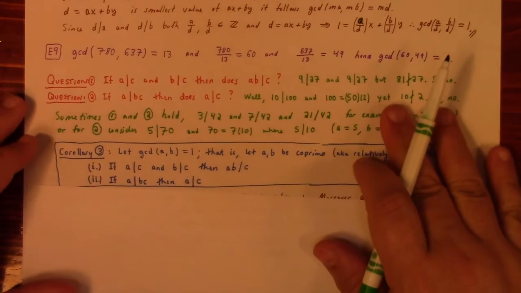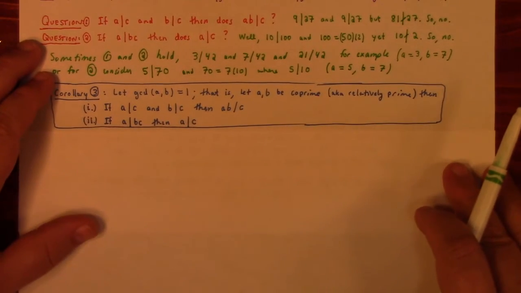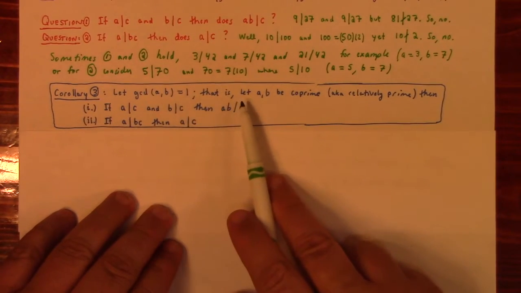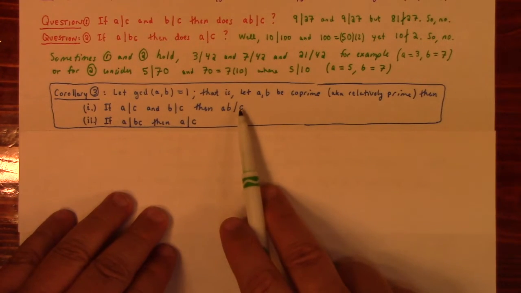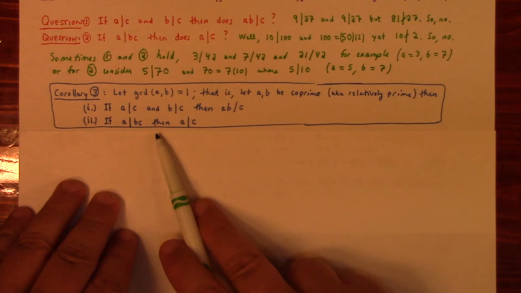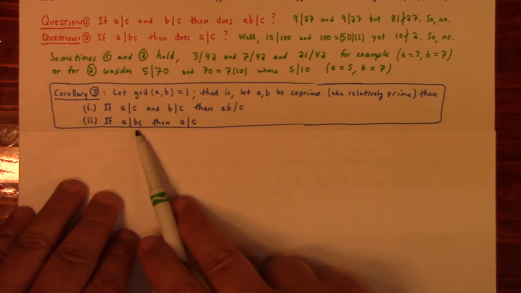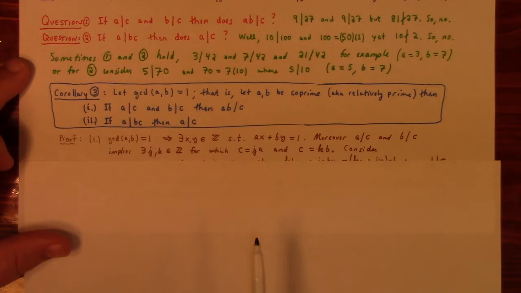So here's corollary 3. That's not a proof, obviously, right, guys? That's just some evidence. We'll prove it below. Let a and b be coprime. Then number 1, if a divides c and b divides c, ab divides c. Number 2, if a divides bc, then it must be that a divides c. See, because basically the idea is a does not divide b when a and b are coprime. So it forces the a to be dividing into the c. That's the way I think about it anyway. So here's the proof. Proof number 1.